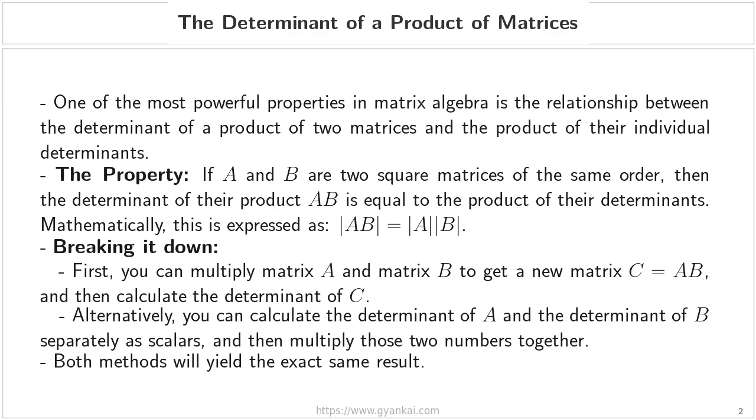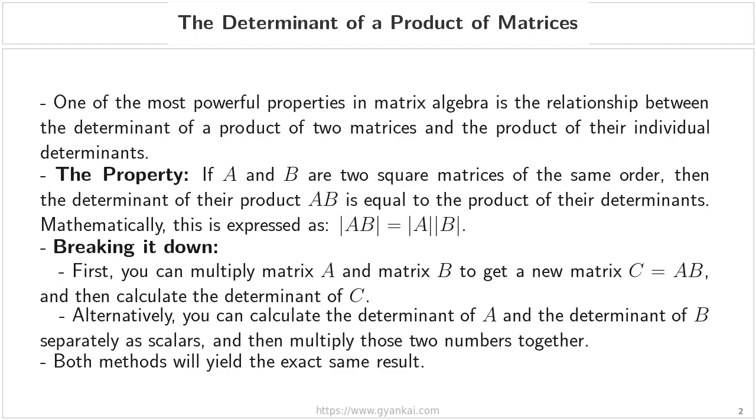To make sure this is clear, let's break it down into two different approaches you can take. First, you could perform the matrix multiplication of matrix A and matrix B to produce a brand new matrix, which we can call matrix C. Once you have that new matrix, you can then calculate its determinant.